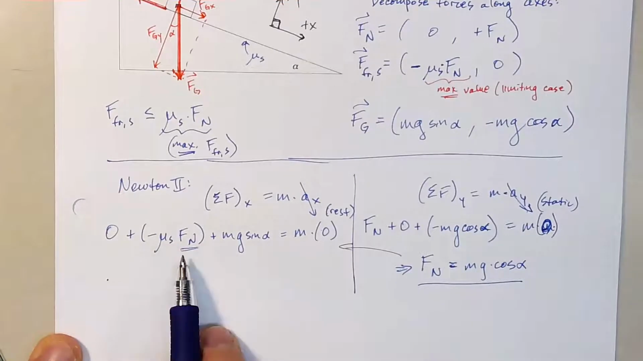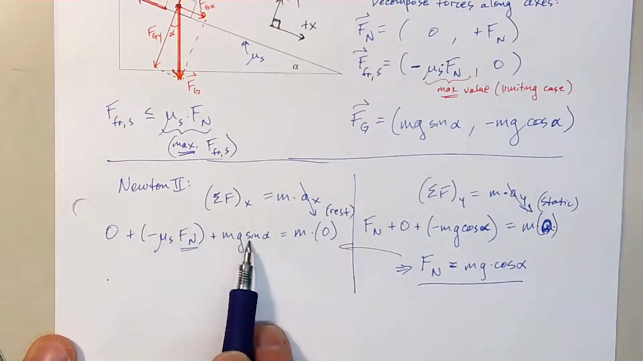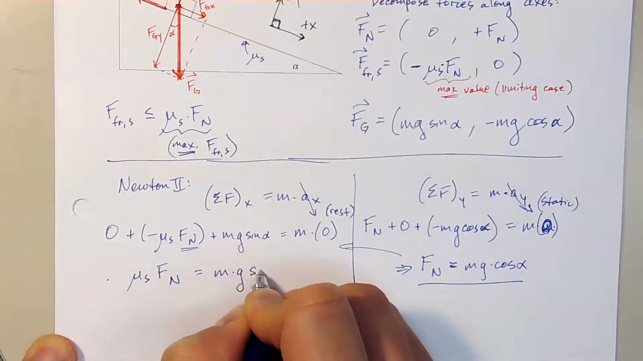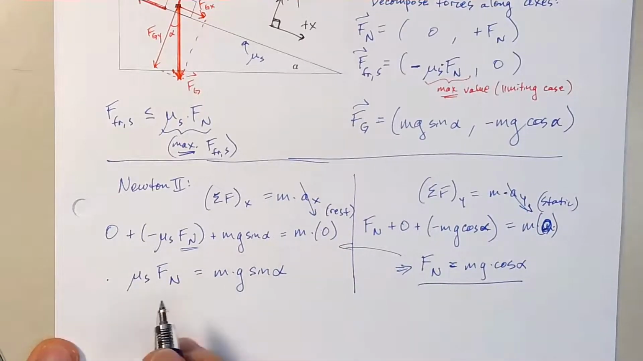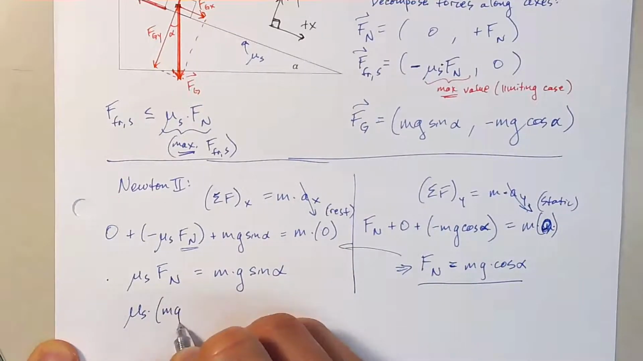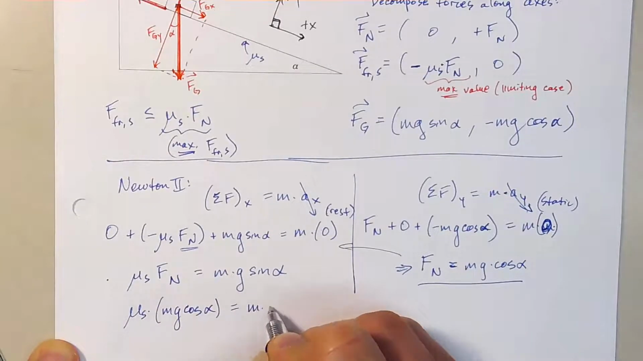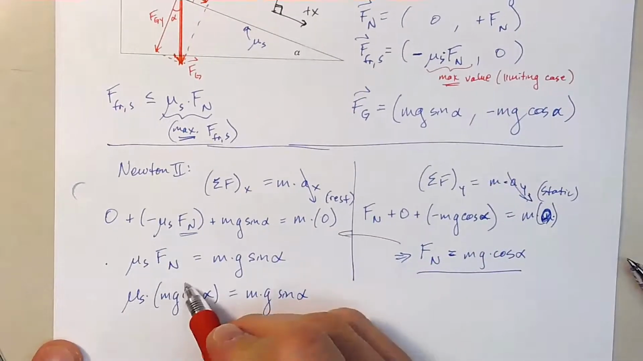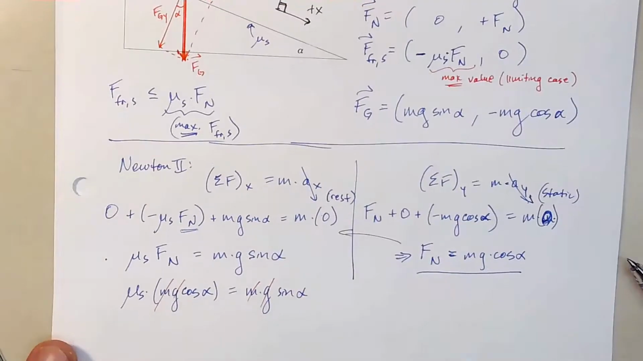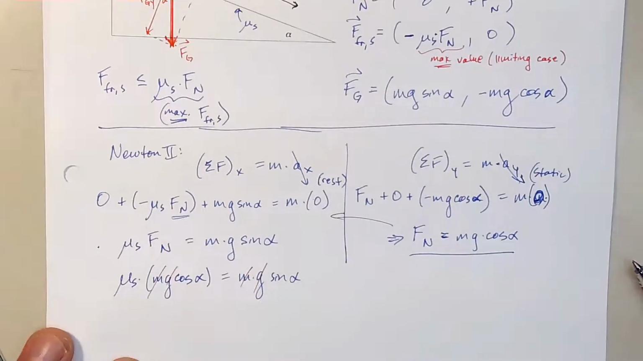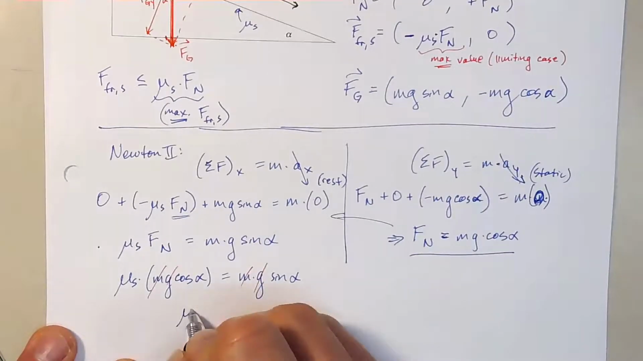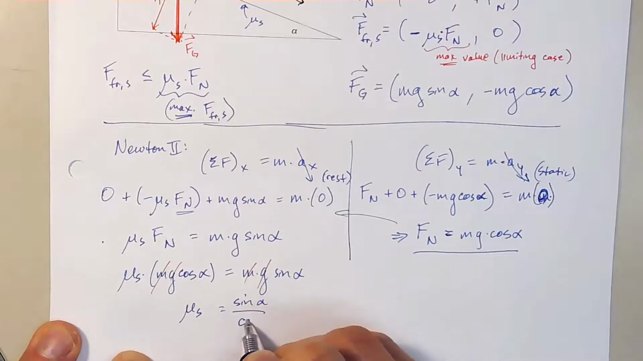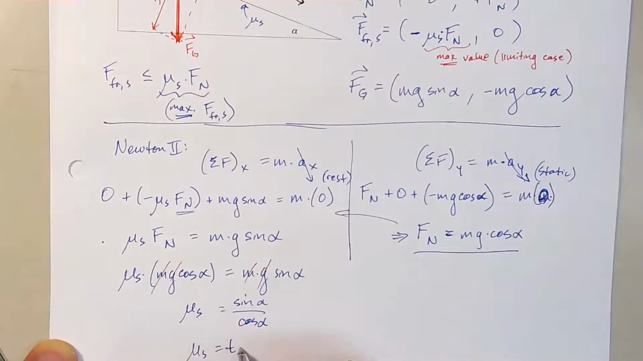I'm going to move this to the other side of the equation. So let me just do one step of algebra first. Okay. Now we'll plug the normal force in. We get mu times mg cosine alpha is equal to mg sine alpha. Now this is interesting. First of all, the mass and the gravitational acceleration cancel out. And mu is simply equal to sine alpha divided by cosine alpha. So mu is just equal to tangent alpha.